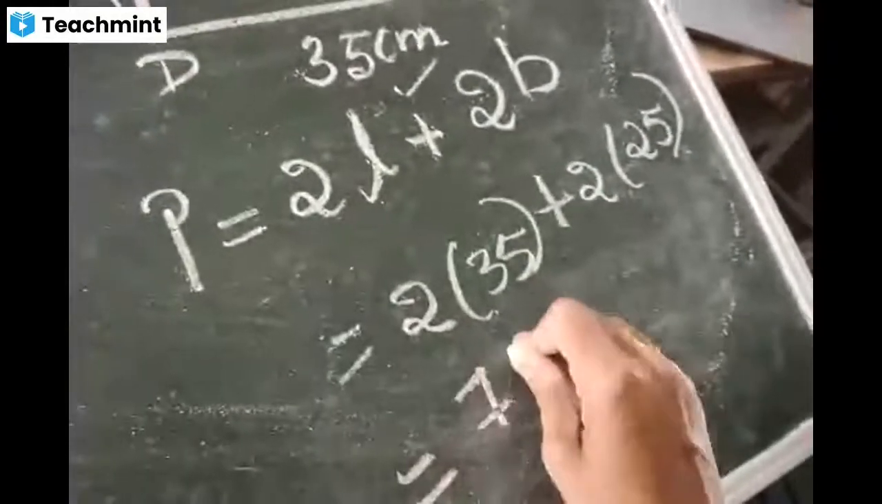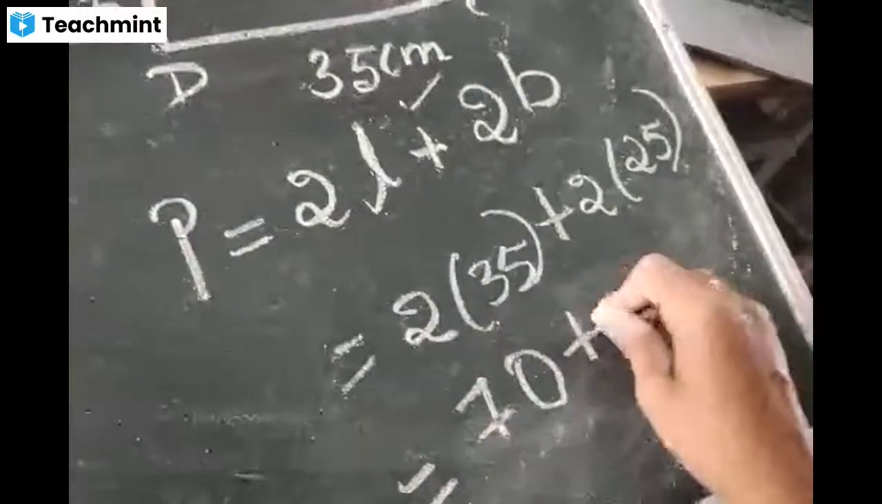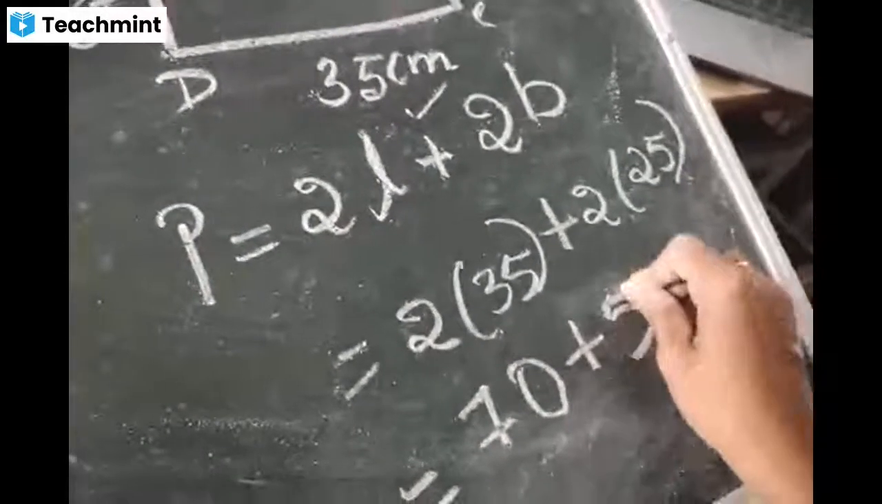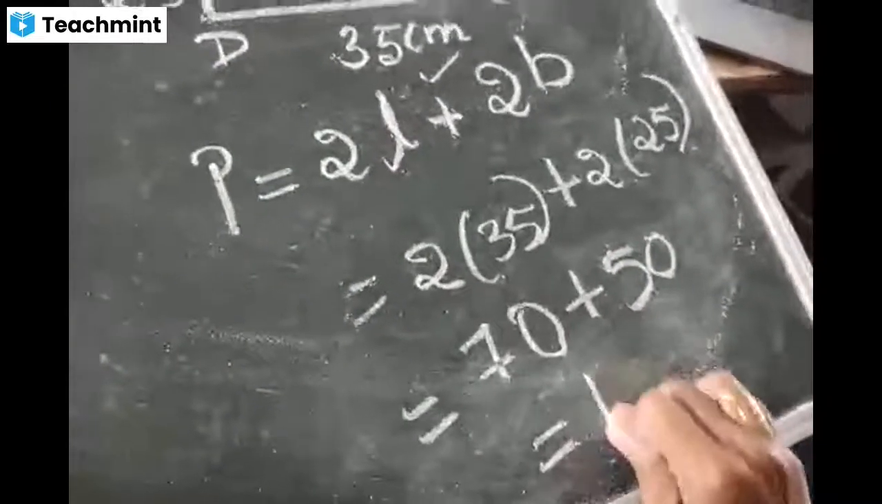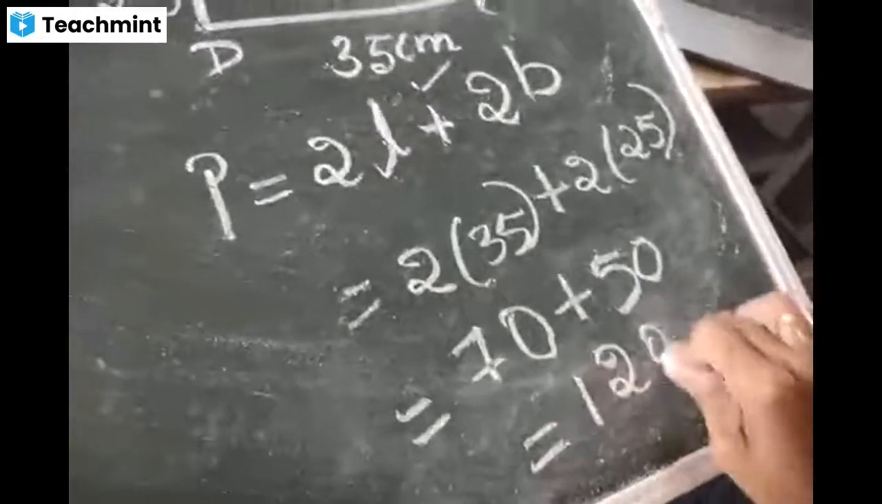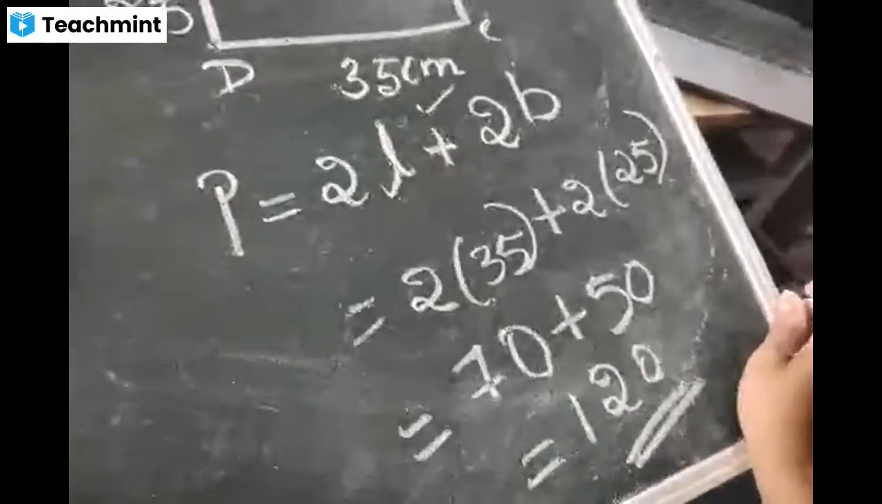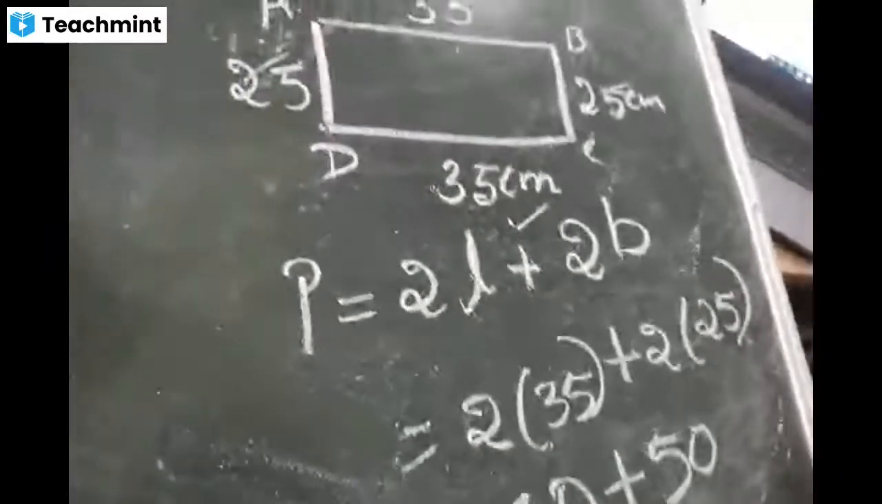2 into 35 is 70 plus 2 into 25 is 50. 70 plus 50 is 120. Okay. 120 centimeter is the perimeter of the given rectangle. Next question.